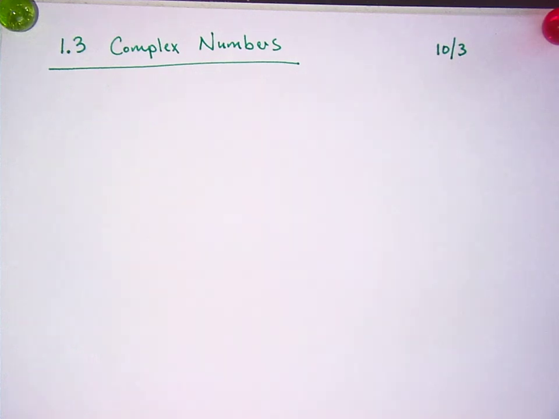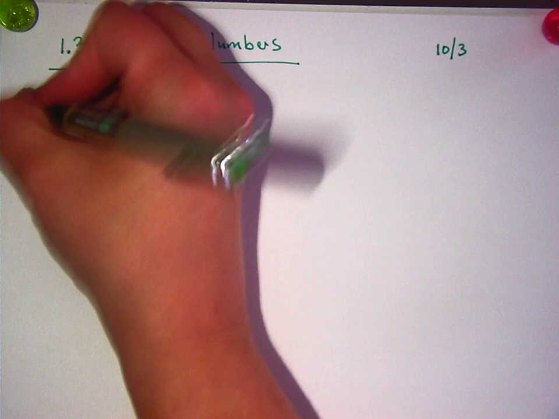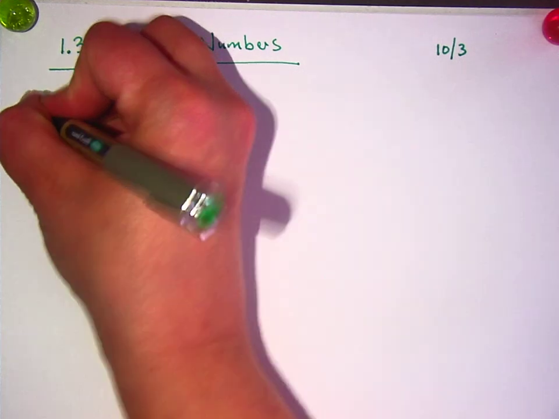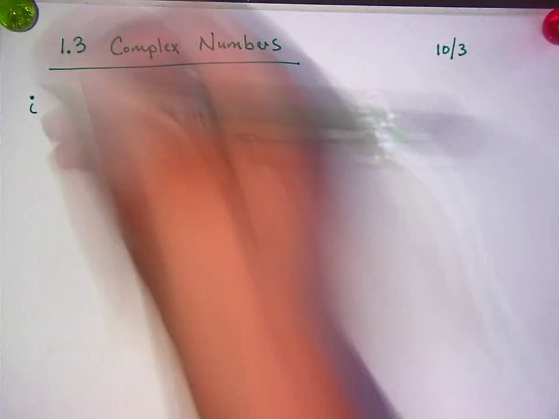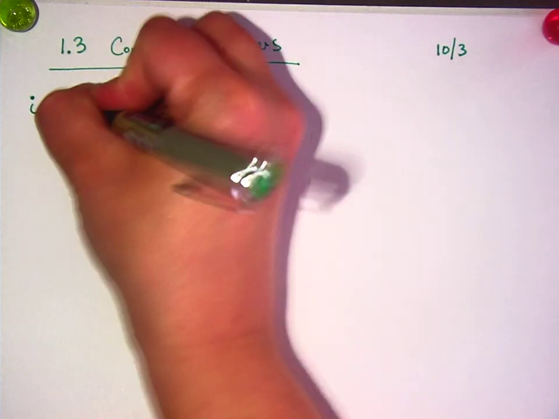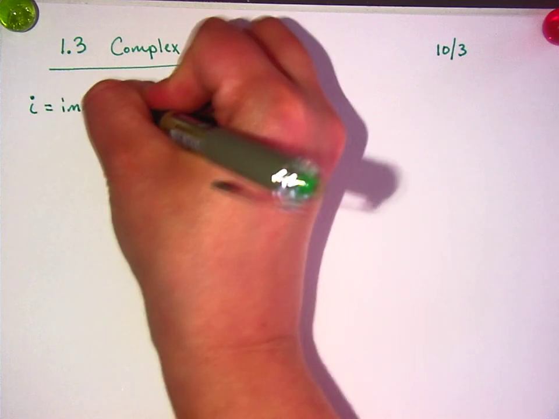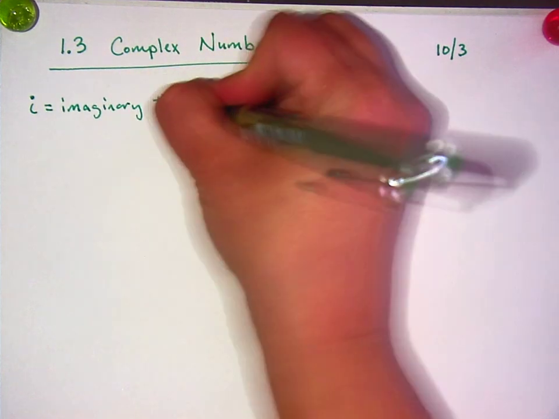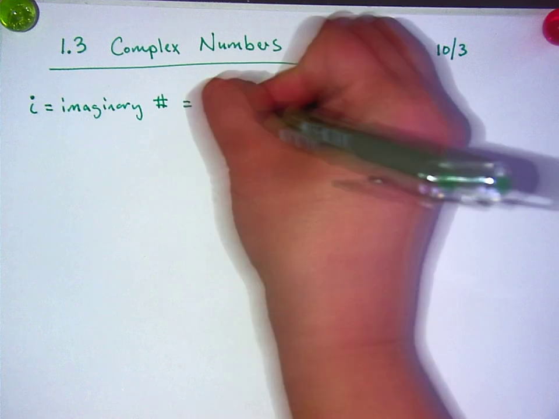Here we go. Complex numbers. All right, so a complex number is something that has i in it. i is also called an imaginary number. It is equal to the square root of -1.